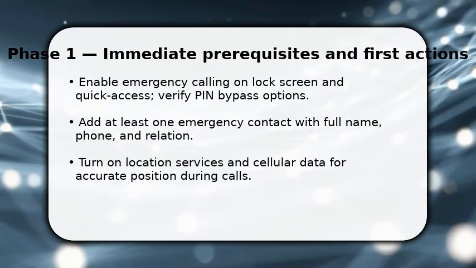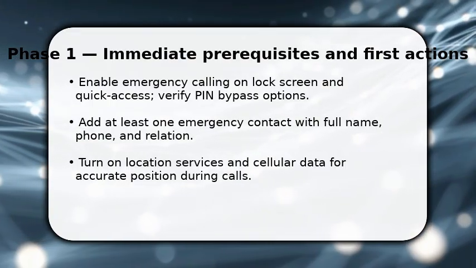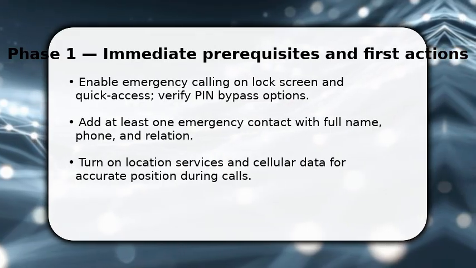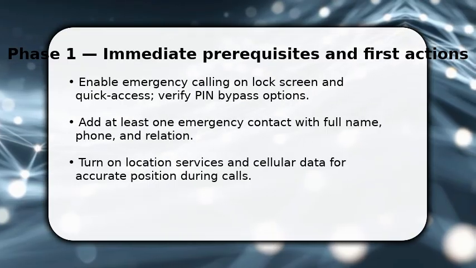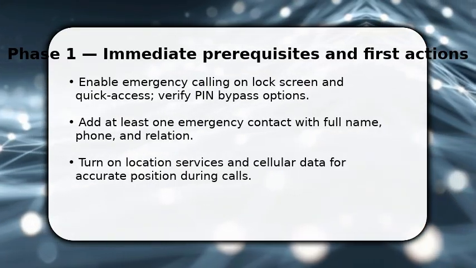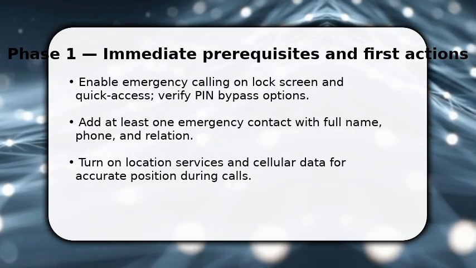You start by enabling the features that let you call for help without delay. Go to Settings, then Emergency or Safety, turn on emergency calls and allow access from the lock screen. Add an emergency contact, include name, phone, relation, so dispatch can notify someone. Enable location services and cellular data, otherwise your coordinates won't be shared.